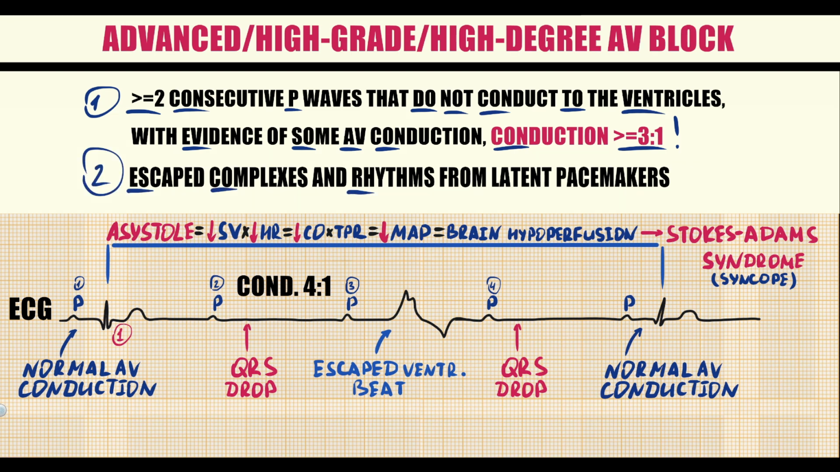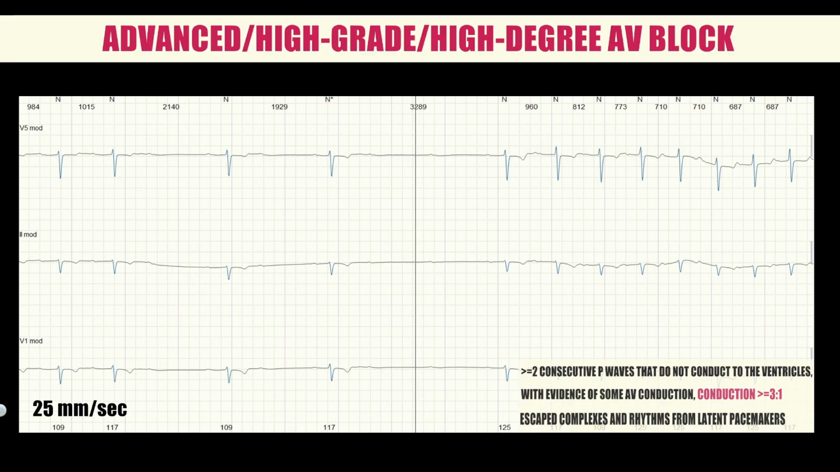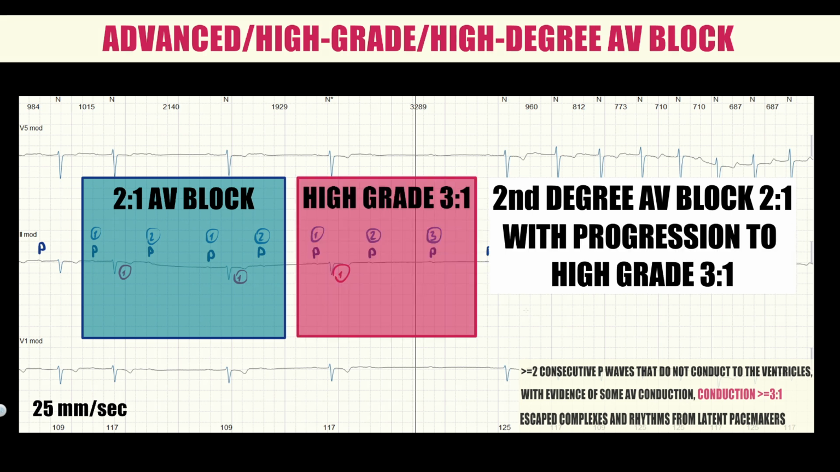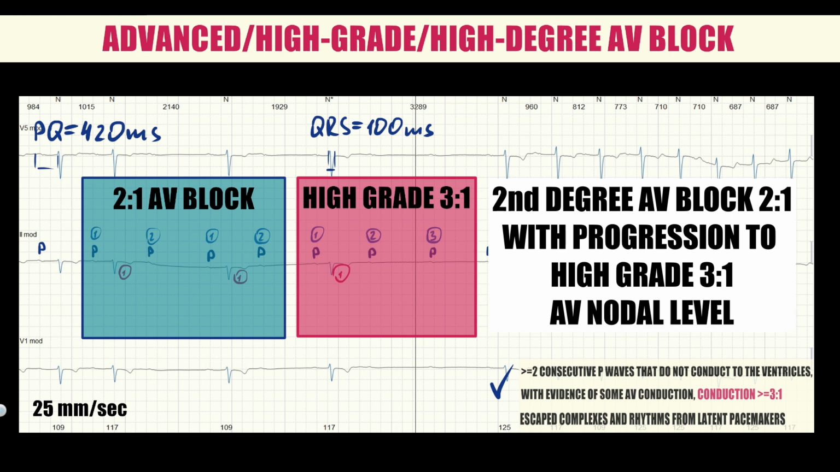Now let's go to a real ECG example. Paper speed is 25 mm per second. At the beginning we see the AV block with conduction 2:1. After this we see the progression of 2:1 conduction to 3:1. So criteria of high degree AV block is present. Both long PR interval and narrow QRS suggest AV nodal level of block. It should be noted, high-grade AV block frequently transforms to the complete AV block.